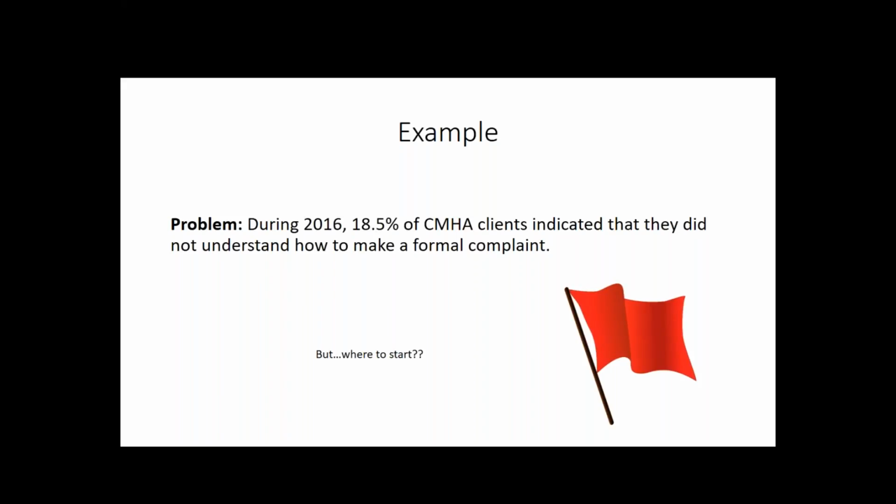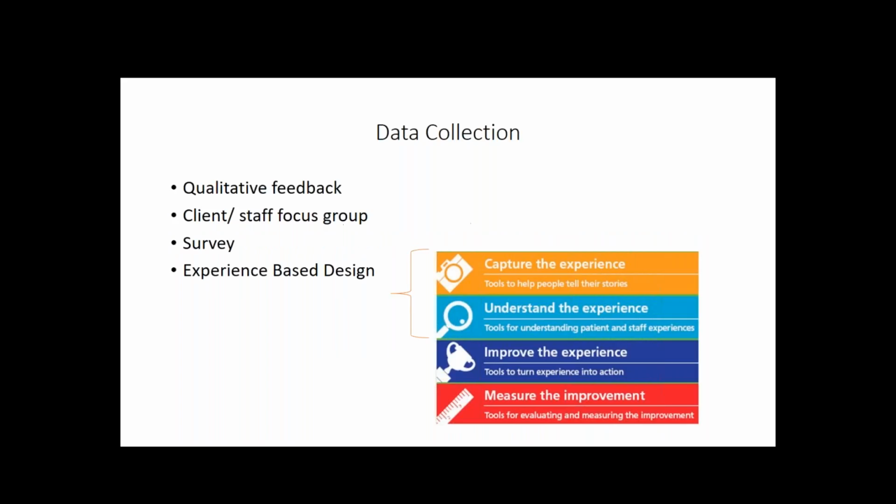So we're not going to use a real example, but we'll take the point from the survey mentioned earlier, the flag that 18.5% of CMHA Simcoe clients indicated that they did not understand how to make a formal complaint. So taking that flag, we'll dive into that, but not using a real fishbone, to show the application of quality improvement tools to this problem.